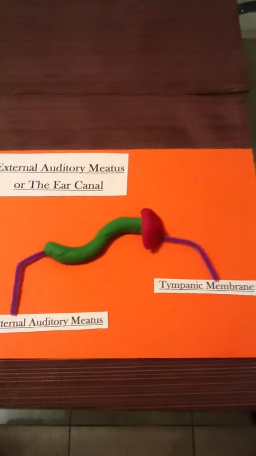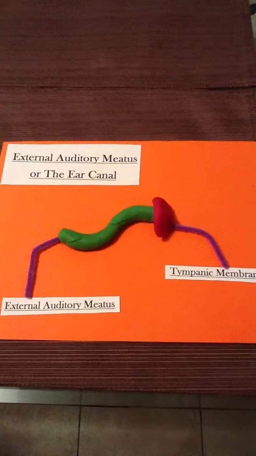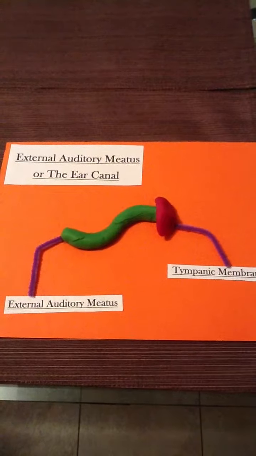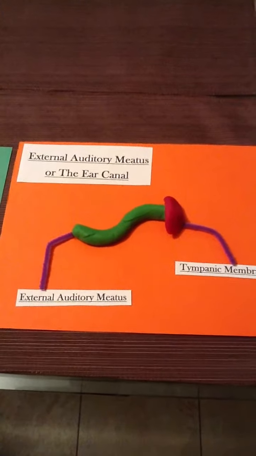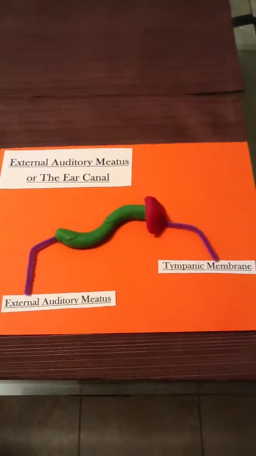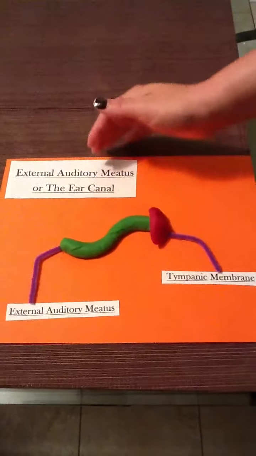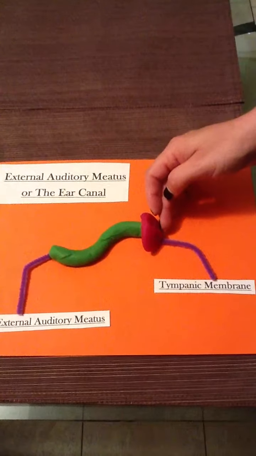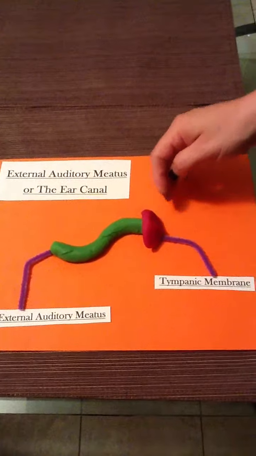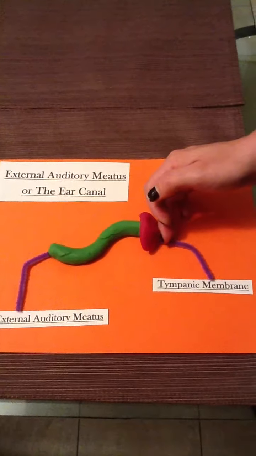The next model we're going to look at is that of the external auditory meatus, or the ear canal. Now the external auditory meatus is formed by cartilage and bone. The canal measures about 4 centimeters in length from the tragus to the tympanic membrane and is curved in an S shape right here. So on this end we would have the beginning all the way leading to the tympanic membrane, and the tympanic membrane marks the actual beginning of the middle ear.